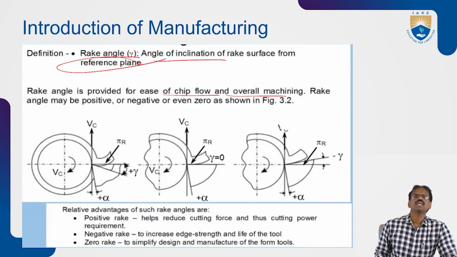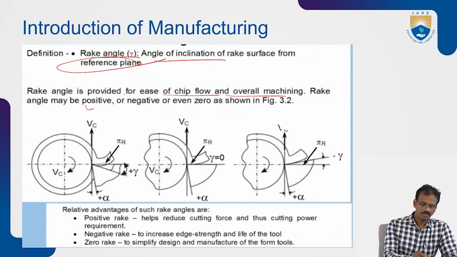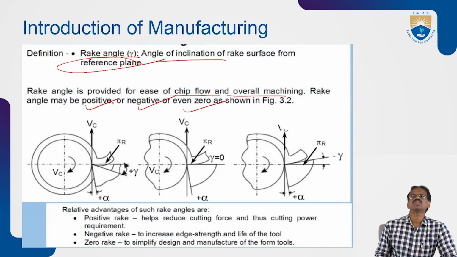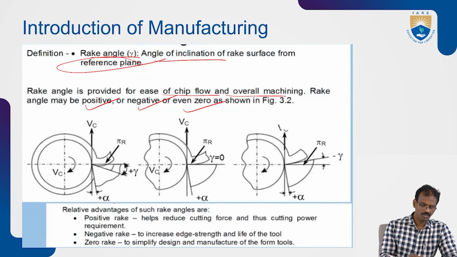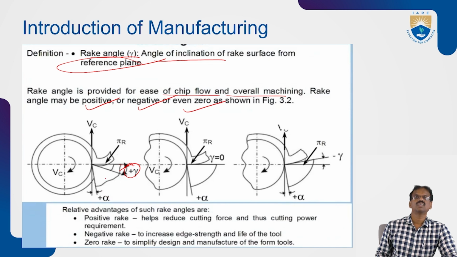Okay. The rake angle may be positive or negative, even zero also. We'll see what a positive rake angle is, what a negative rake angle is, and what a zero rake angle is. And what is the importance of changing the rake angle? Here we can see the positive rake angle. This one is the reference line. The rake surface of the tool bit is below the reference line.